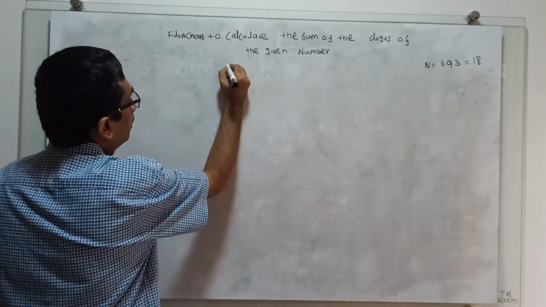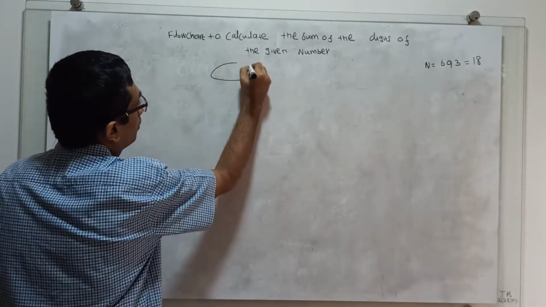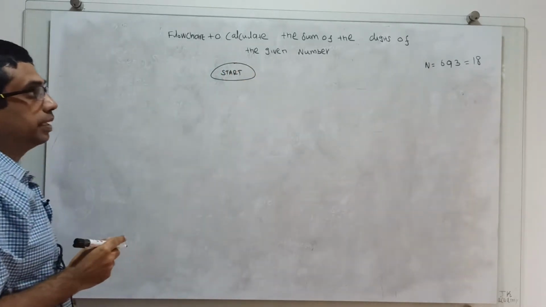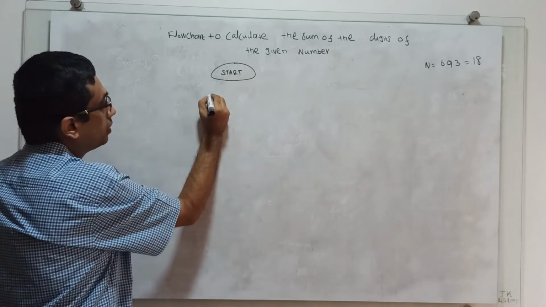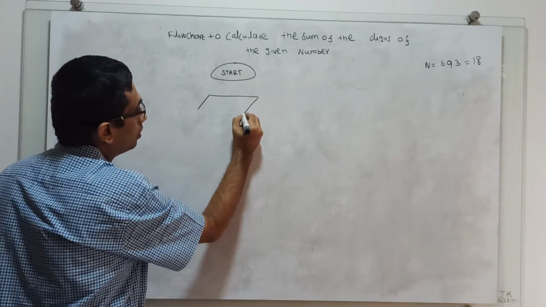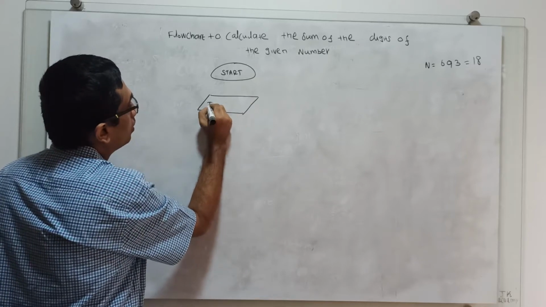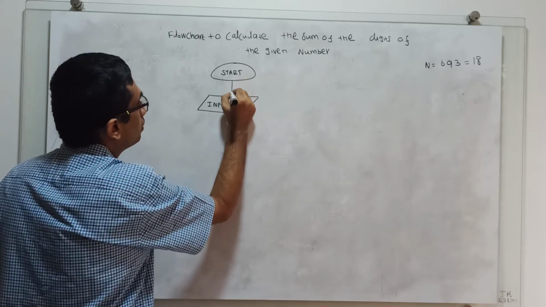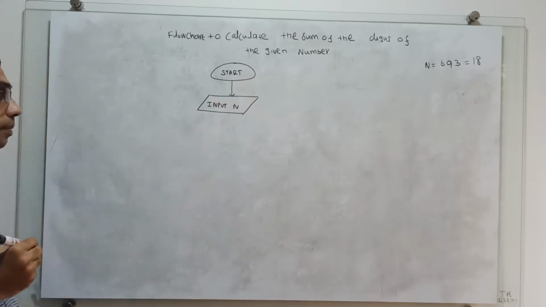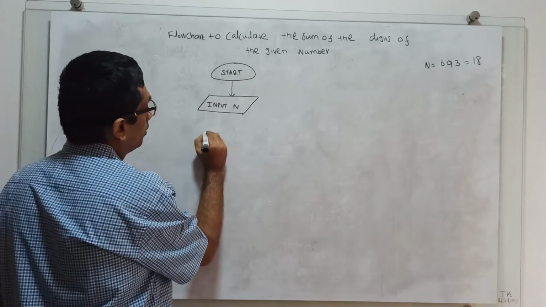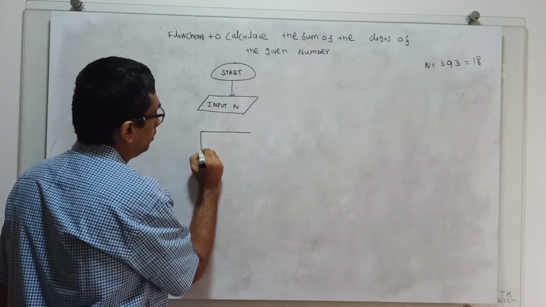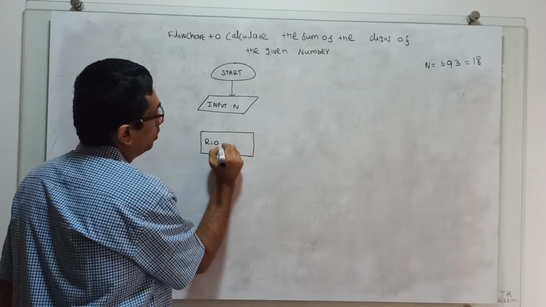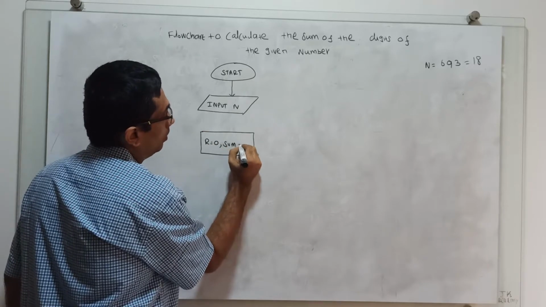Start, the logical start of the flow chart. Start. I am obtaining an input, the number from the user. Input n. Input from the user. So next, I am setting two variables: r equal to 0, sum equal to 0.